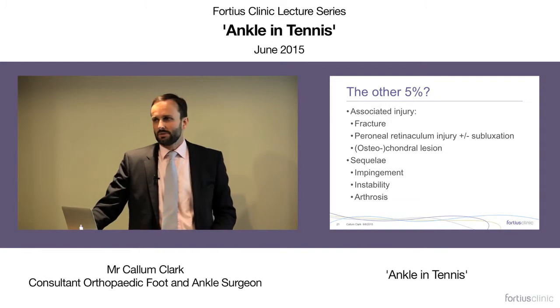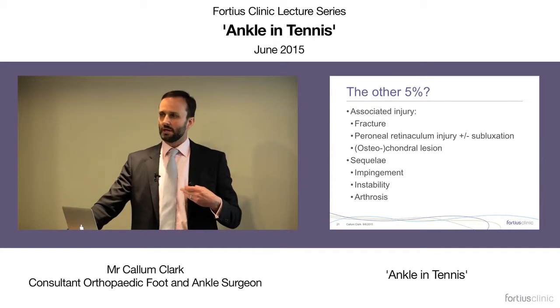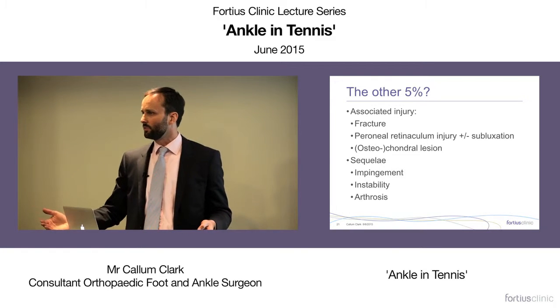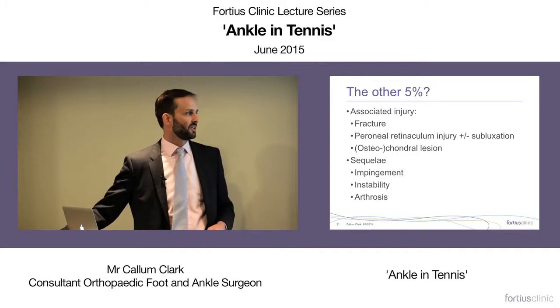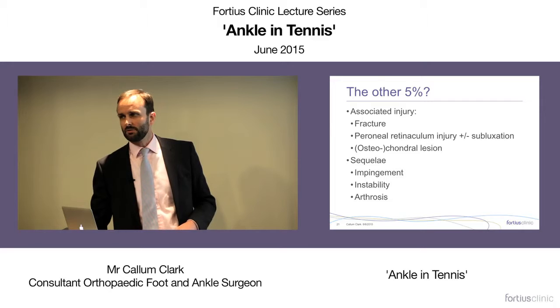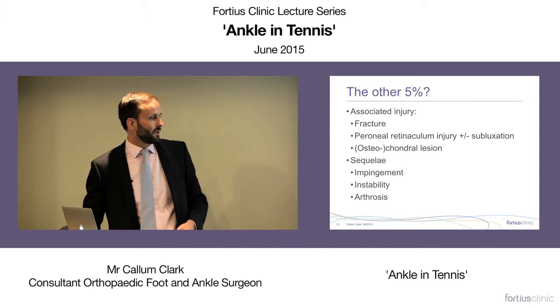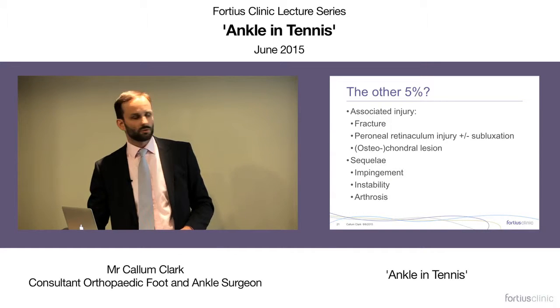And what about the other 5% who don't recover? So these are the ones that may end up coming our way. And you've got to think of associated injuries. Why are they in the 5%? Why haven't they recovered? So obviously there could be a fracture. But other common things we see are peroneal tendon injuries, chondral lesions, so articular cartilage damage, which may or may not involve some underlying bone as well. And then we sometimes see some longer term sequelae as well, and impingement will be the most common.